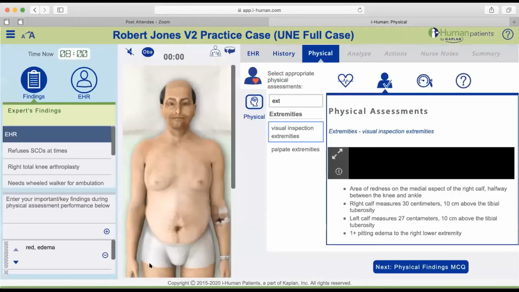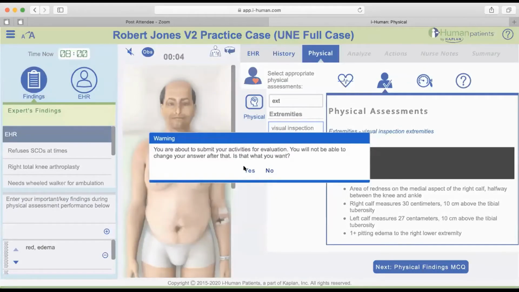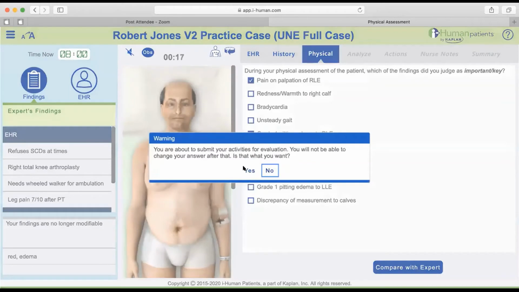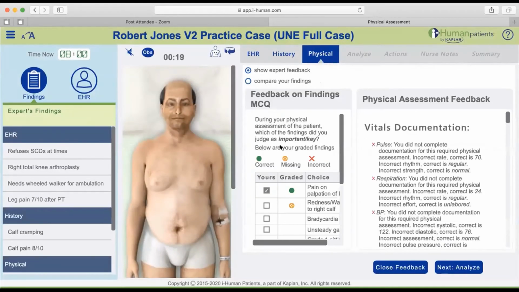Now, once I complete this, I'm going to compare with my expert. Again, there's that multiple choice question. I have to recognize those cues. So maybe there was pitting edema and pain of that right lower extremity. Compare with my expert, both visual as well as written. Now in these areas, this is where we're recognizing our clues.